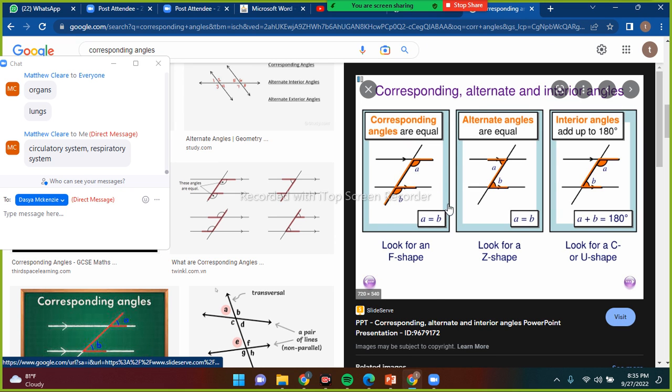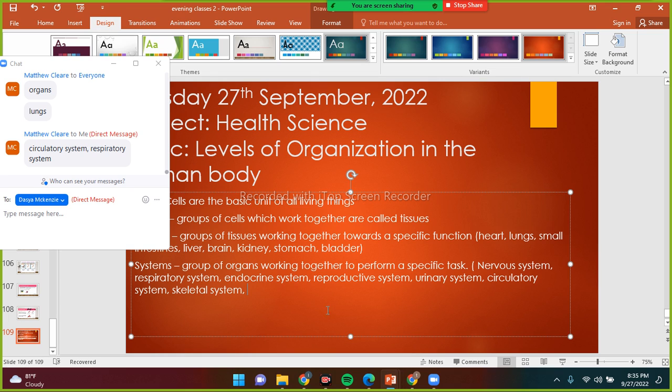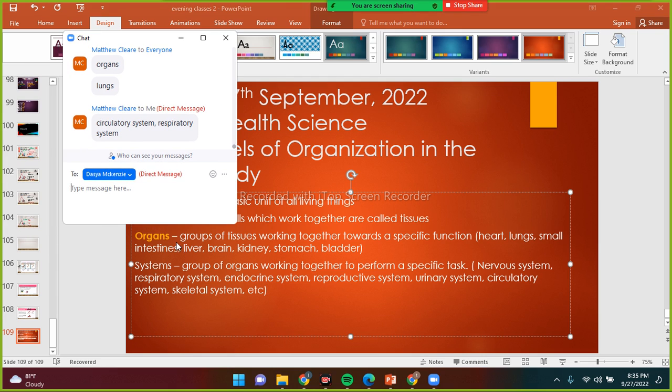And so much more. All right, so those are examples. Muscular system. Yes, muscular system.